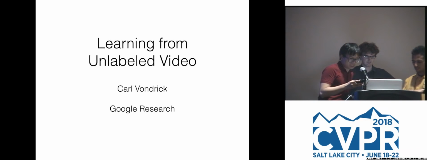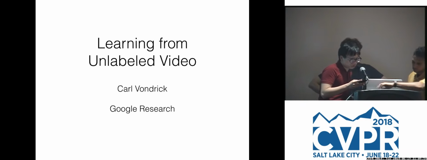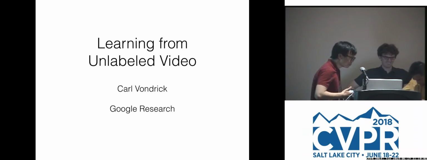Let's thank our speaker again. It's my great honor to introduce Carl Wondrich. So Carl is currently a research scientist at Google. He obtained his PhD from MIT, working with Antonio Torralba. And his research focuses on learning without human supervision and transferring knowledge between tasks and modalities. So he will join Columbia University as an assistant. Let's welcome Carl.